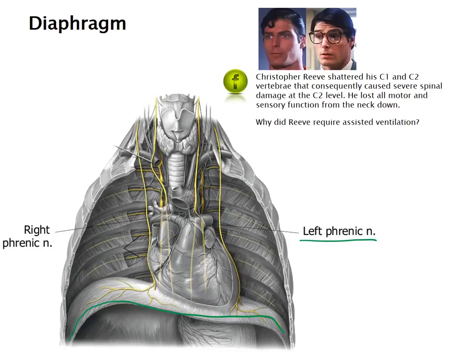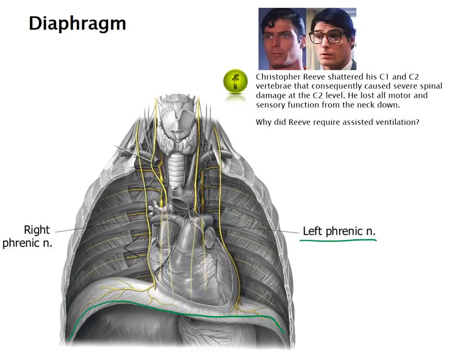The late Christopher Reeve achieved his stardom in his role as Superman in his early career. He also happened to be Robin Williams' roommate at Juilliard and lifelong friend. During an equestrian event, Christopher Reeve was thrown from his horse and he fractured his first and second cervical vertebrae, which caused severe spinal cord damage at the C2 spinal level. All motor and sensory function was lost from the C2 spinal level downward.